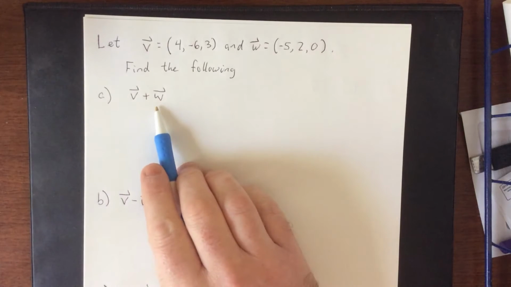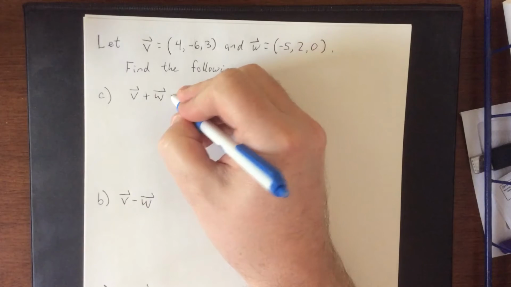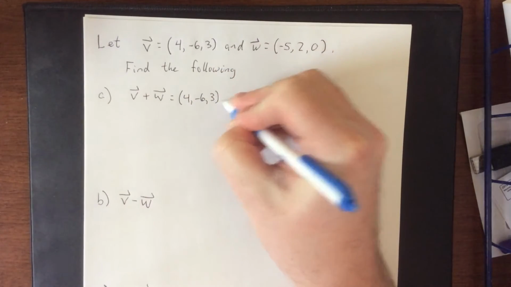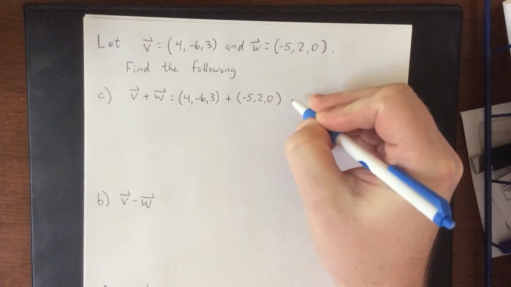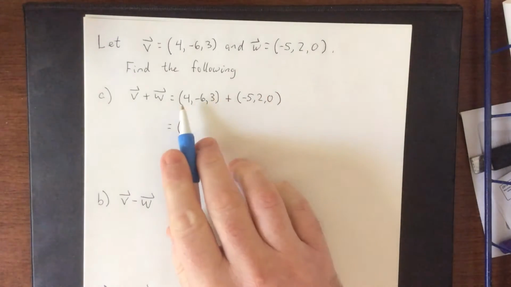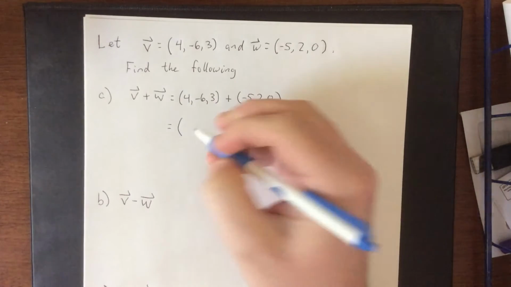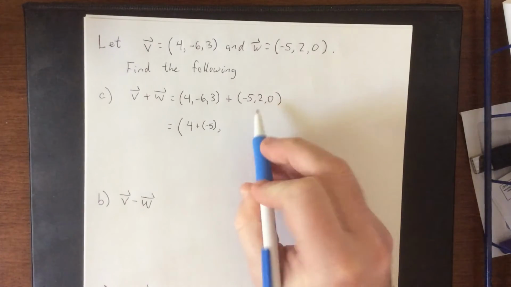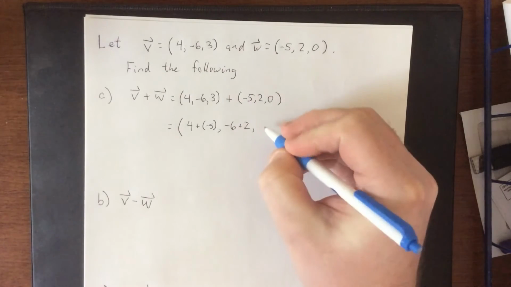So we'll start with very simple and straightforward vector addition, vector v plus vector w. So that's going to be the vector with components 4, -6, 3. We will be adding to that the vector with components -5, 2, and 0. Vector addition is pretty straightforward. We take the corresponding components and we add them together. So the 4 goes with the -5, so 4 plus -5. The -6 goes with the +2, -6 plus 2, and the 3 goes with the 0.